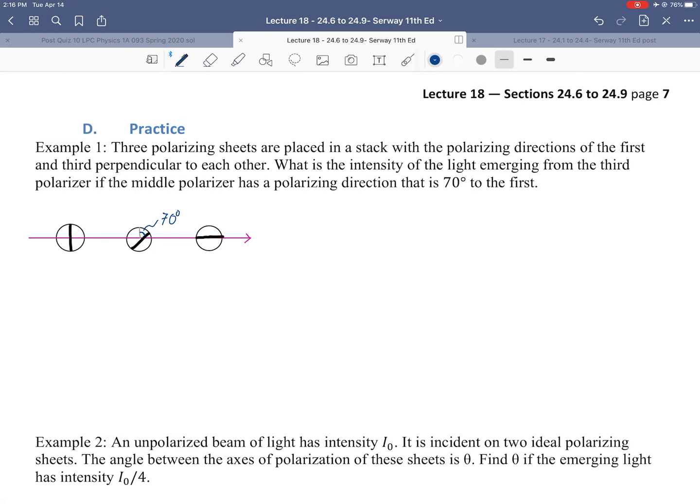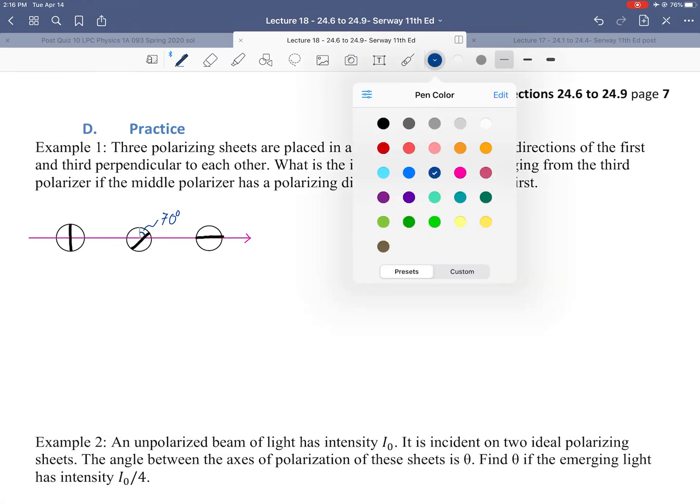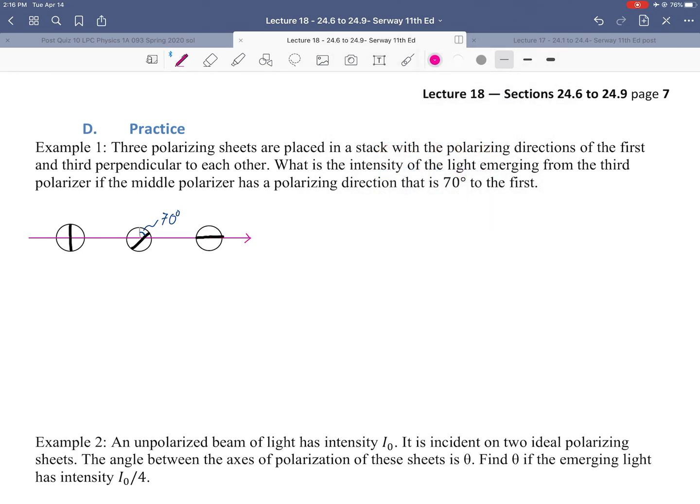So the first step, I'm going to talk about our intensities. I'll draw our intensities at the different stages. This is the intensity of the light before it does anything. This will be the intensity of light after the first polarizer. This is the intensity of light after the second polarizer, and this is the intensity of light when it leaves the third polarizing sheet. And let's put this one down below so it's not crowded in there.